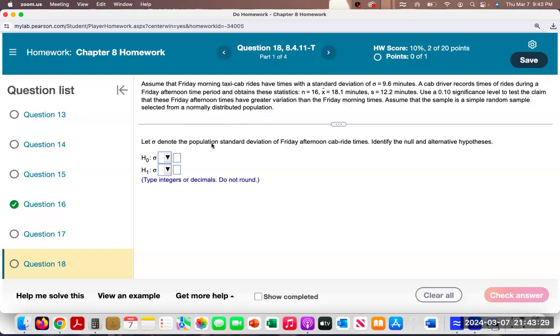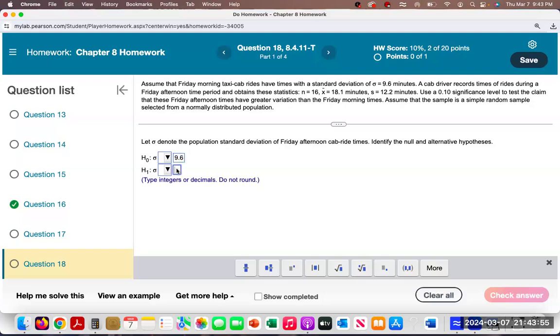Let sigma denote the population standard deviation of Friday afternoon times. So sigma represents the population standard deviation of Friday afternoon cab rides. And we're testing the claim that the Friday afternoon times have greater variation than Friday morning times. And Friday morning times, the standard deviation is 9.6. So we're comparing it to 9.6. So for the null, we always assume that it's equal. And in the alternate, the claim is that it's greater than 9.6.